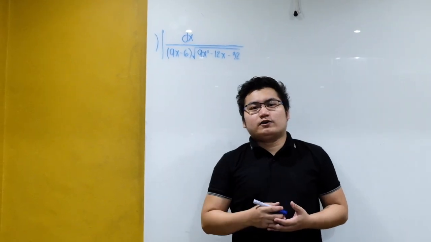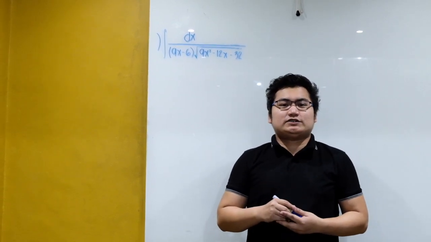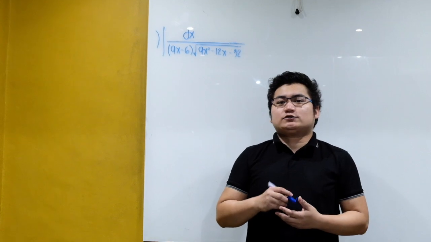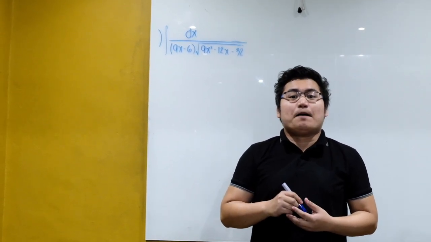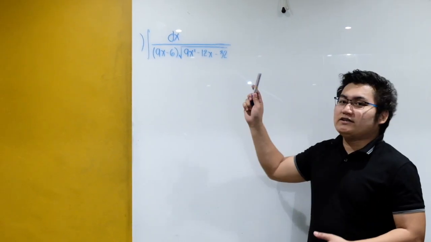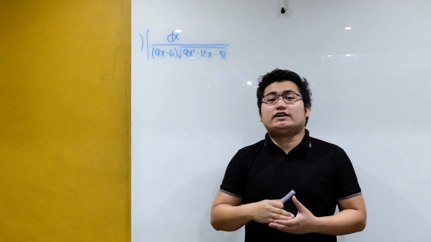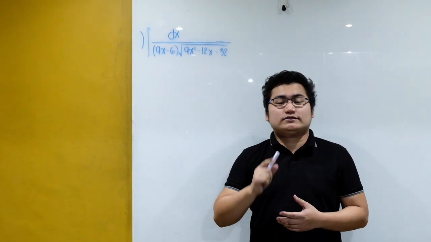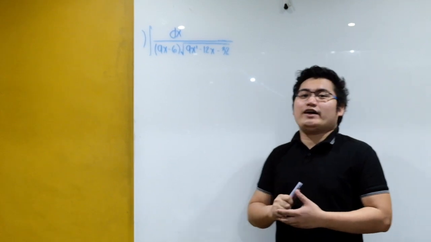Our next example is the integral of dx over the quantity 9x minus 6 multiplied by the square root of quantity 9x squared minus 12x minus 32. For this kind of integral, first we need to make our integral in the form of u squared minus a squared. So we will be applying the completing the square method.